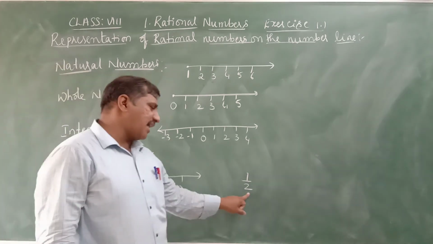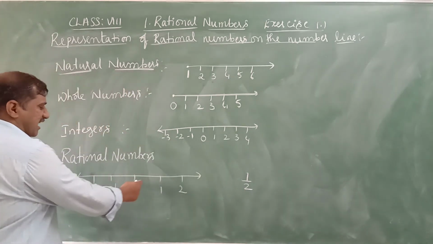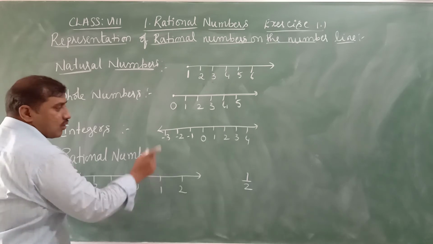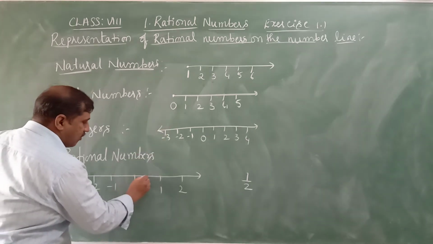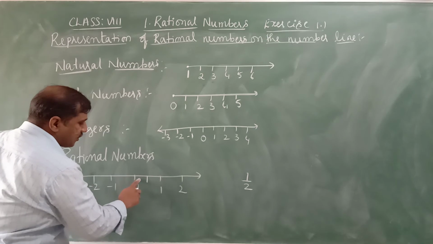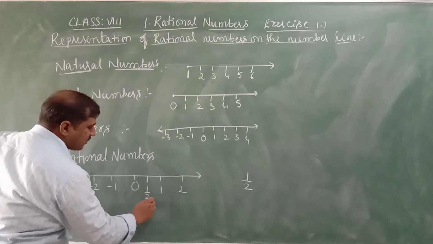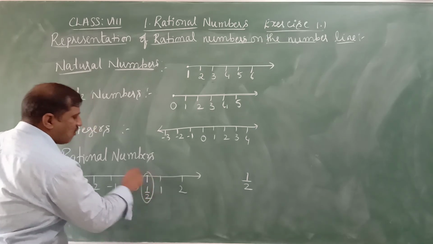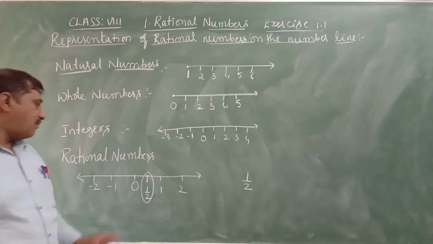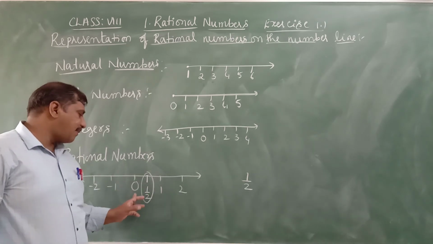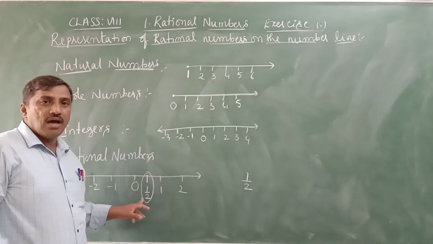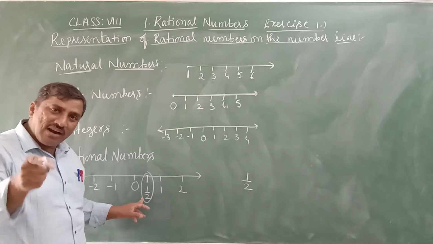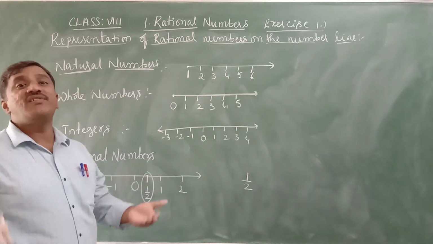Here the denominator is 2. Divide the space between 0 and 1 into two equal parts. This point will give you 1 by 2. Between two consecutive numbers 0 and 1 we have rational numbers. Here we marked only one rational number, but we have infinite rational numbers.